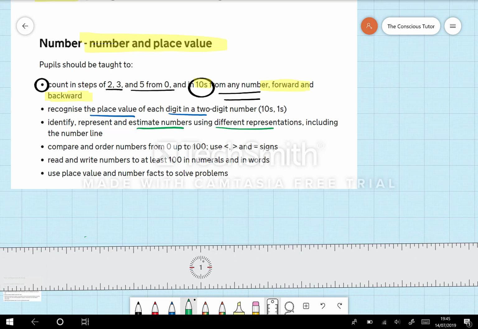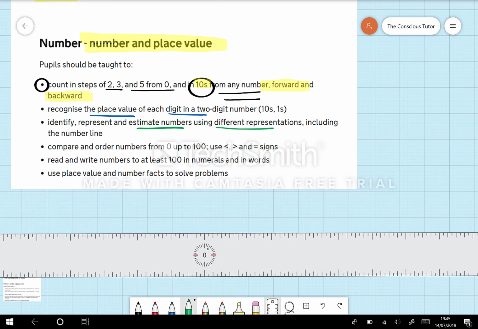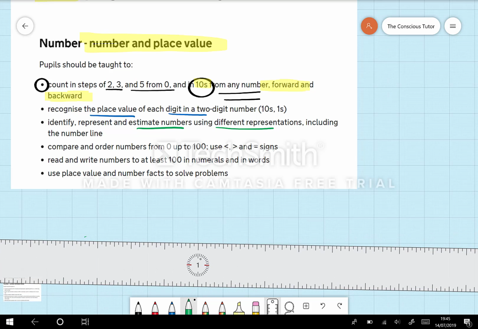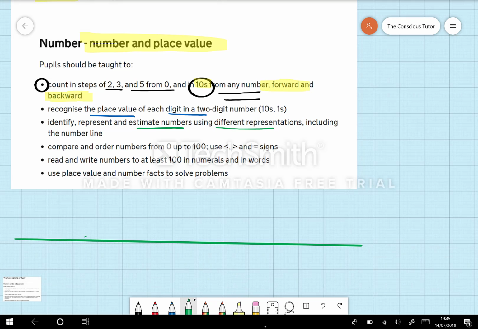Also, the third objective is to be able to represent and estimate numbers using different representations. So you could have something like an empty number line with just 2 numbers written on it. Could be 0 to 10 or 0 to 50, 50 to 100. Here we've got an example of 0 to 100, and the question is, where would you find the number 50? Where would you find the number 86, or the number 10? So really being able to spot those key intervals on a number line is quite important.